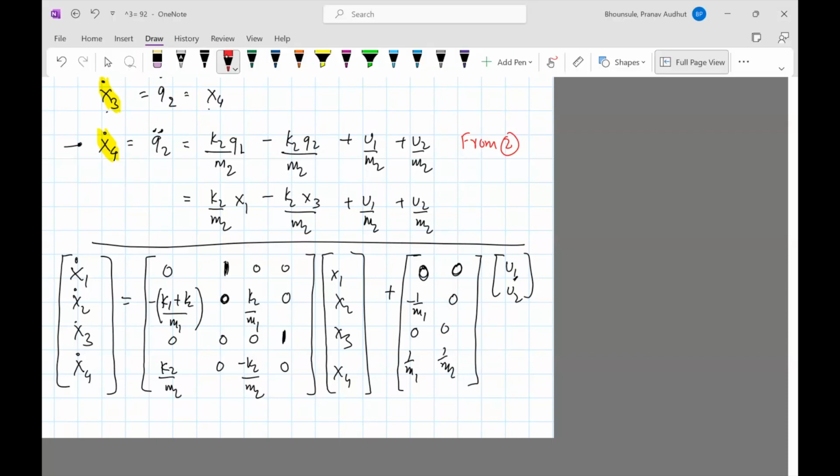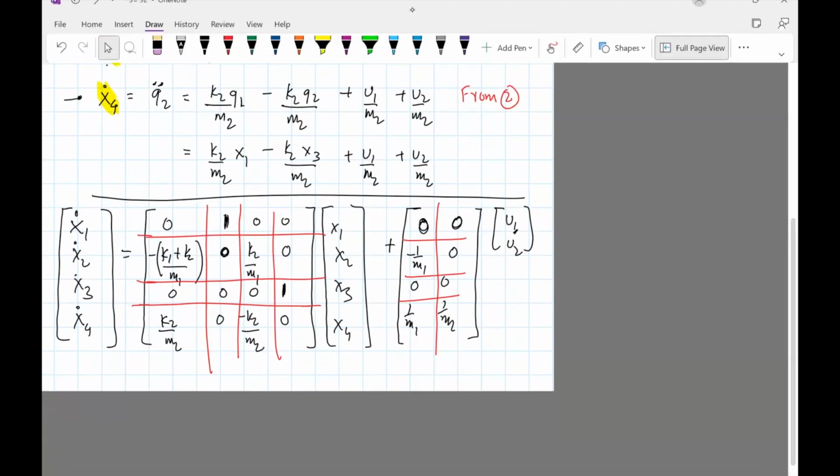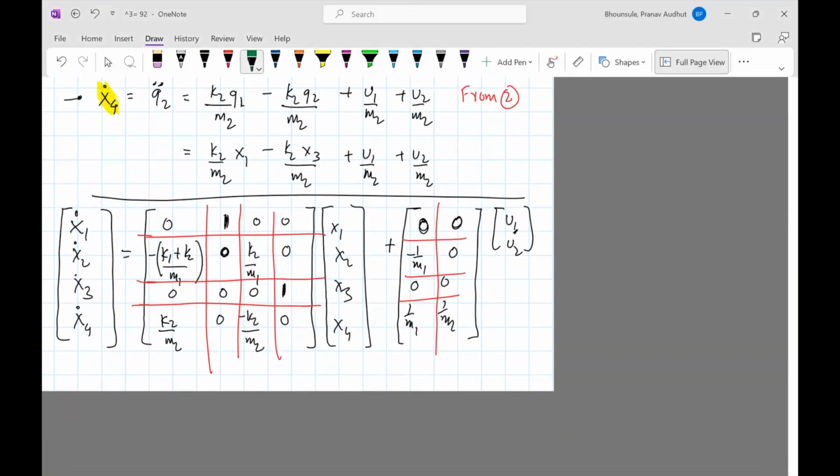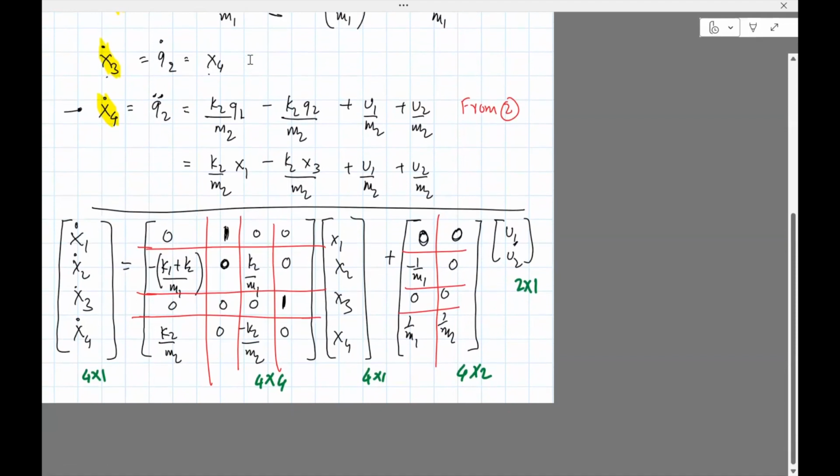Okay, let me make this slightly easier to comprehend. Okay, so 4 by 4, 4 by 1, 4 by 1, 2 by 1: 4 rows, 4 columns, 4 rows, 2 columns. And then you'll see that when you do this multiplication, it comes out the way you wanted it.